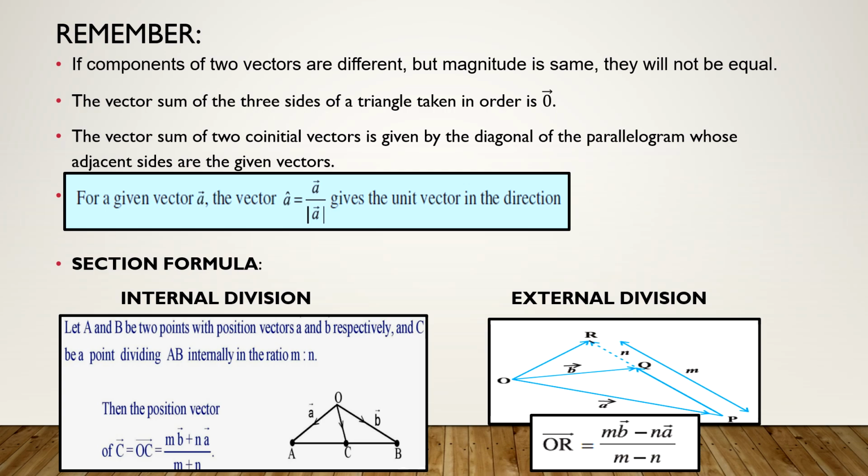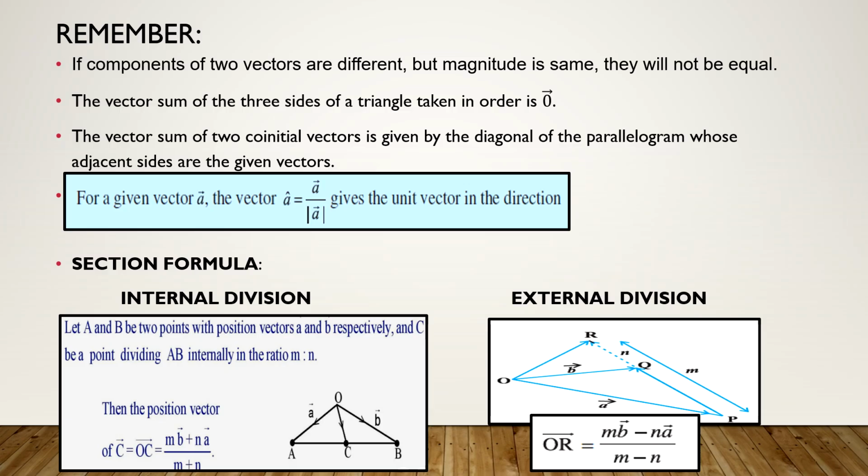Before solving the example, some points to remember. Just now, as I said, if components of two vectors are different but the magnitude is same, then they will not be equal. The vector sum of three sides of a triangle taken in order is zero vector, because you start from the same point and end at the same point: A to B, B to C, and again C to A. Third point, the vector sum of two co-initial vectors is given by the diagonal of the parallelogram whose adjacent sides are the given vectors.